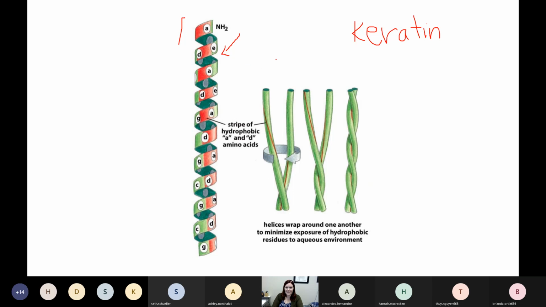Ooh, maybe we forgot what our secondary structures are. Yeah, it was mean to make you type that too, right?